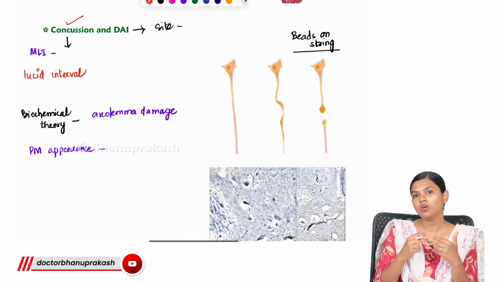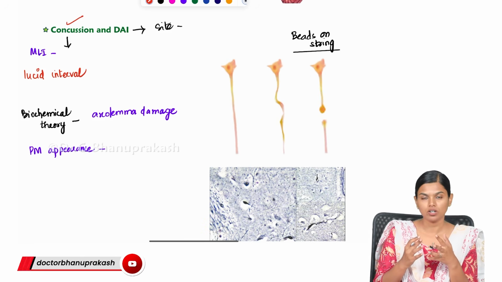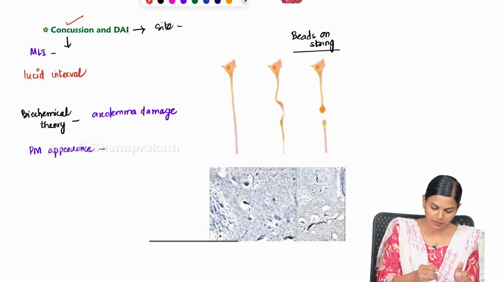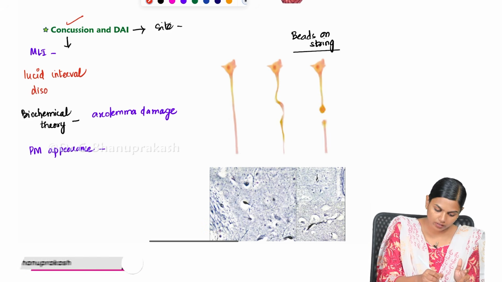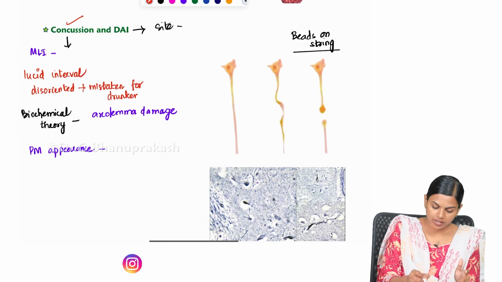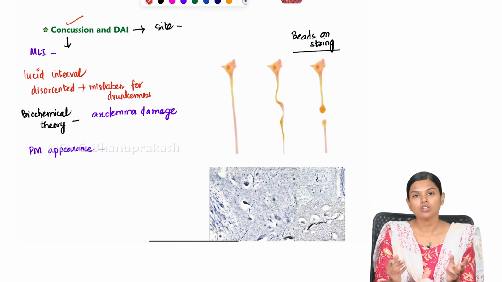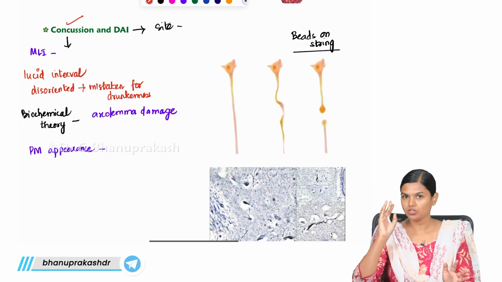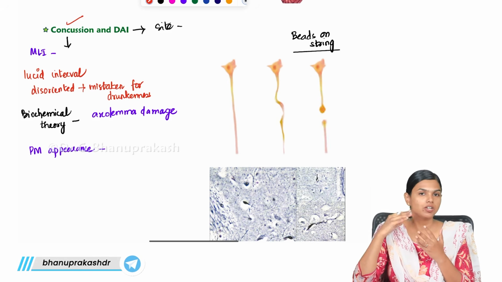But if you don't get the history of concussion or head injury, what will happen is that these concussed people will be kind of disoriented and they can be mistaken for drunkenness. Sometimes there will be amnesia also. So they will be traveling and they will get into some sort of accident and head injury. There may not be anything major seen outside.